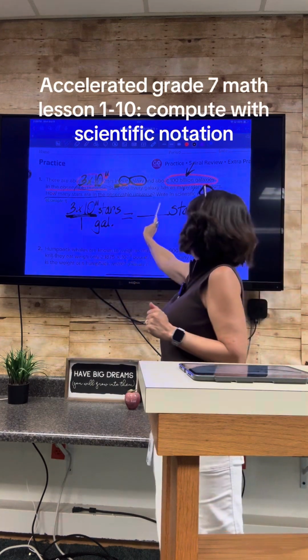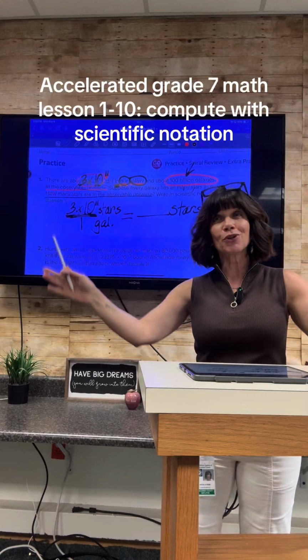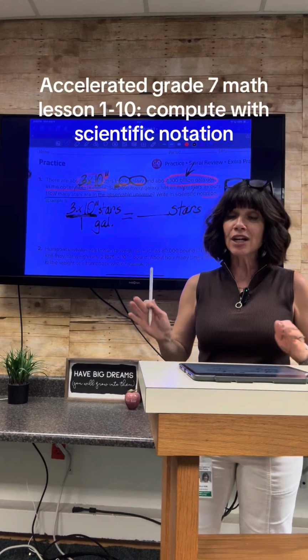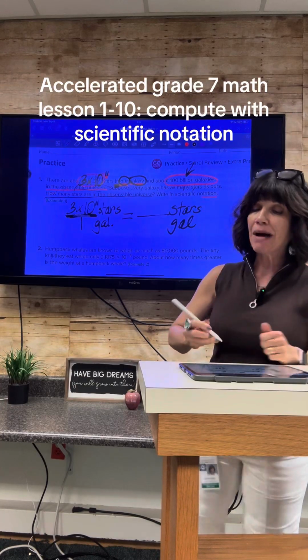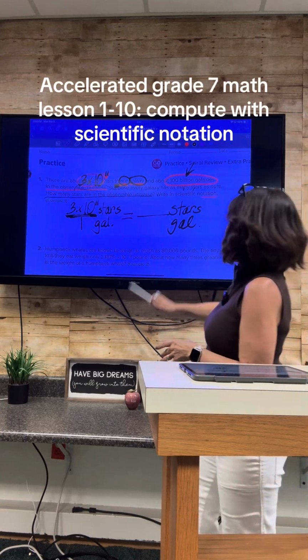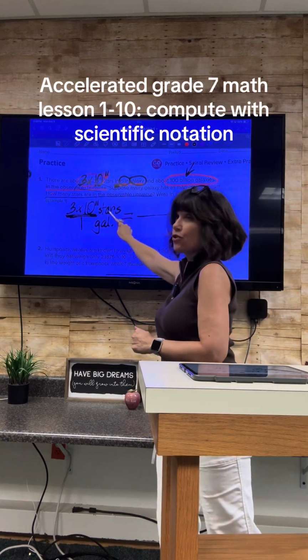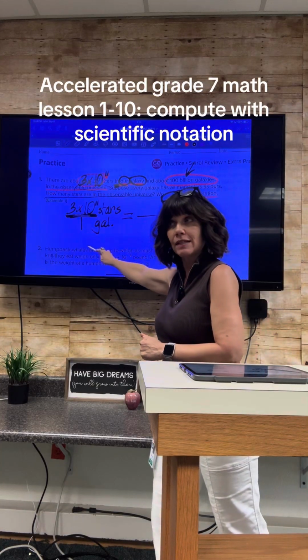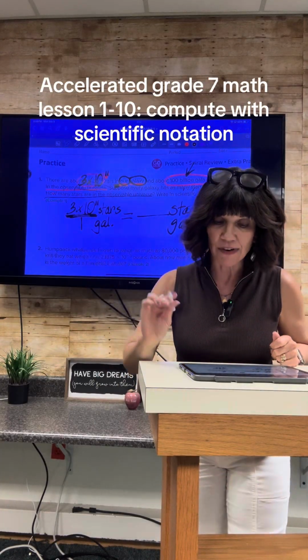I want to find how many stars are in the observable universe. I write down what I know and what I want to find. I write my labels down. I keep same across from same. See, stars across from stars, galaxies across from galaxies. And then I'm going to cross multiply and divide by lonely number.